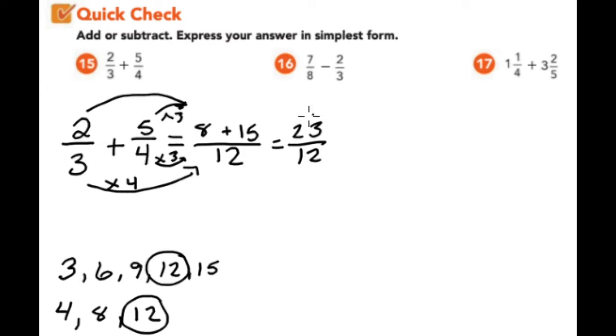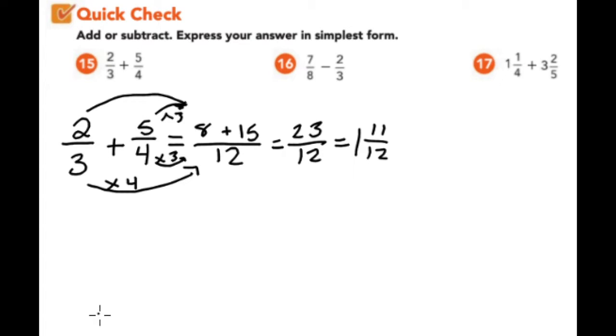Right now it is in simplest form, but we could change this into a mixed number. 12 goes into 23 one time, with 11 twelfths remaining. Now this may look a little different from what you're used to, but I'm going to show you it is the same exact thing that you may have done in the past.